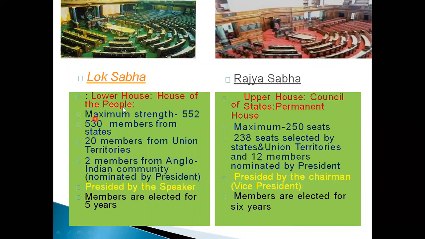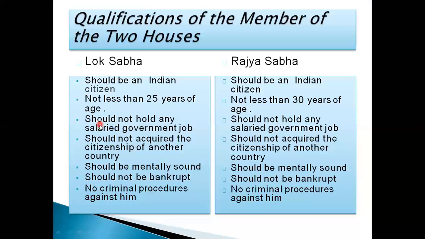The term of a Lok Sabha member is 5 years. The term of a Rajya Sabha member is 6 years. Now, what are the qualifications of Lok Sabha and Rajya Sabha members, and how are they elected? How is the Lok Sabha member elected? By direct election. There are 2 types of elections, the direct election and the indirect election. Lok Sabha members are directly elected by the people, with the method of universal adult franchise voting system.